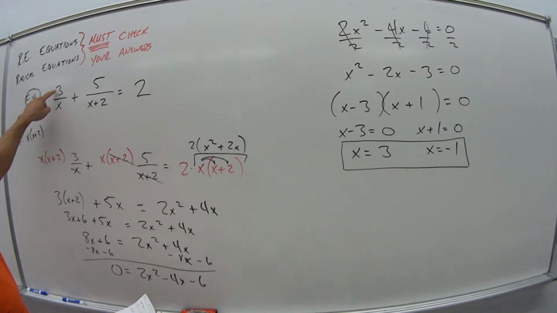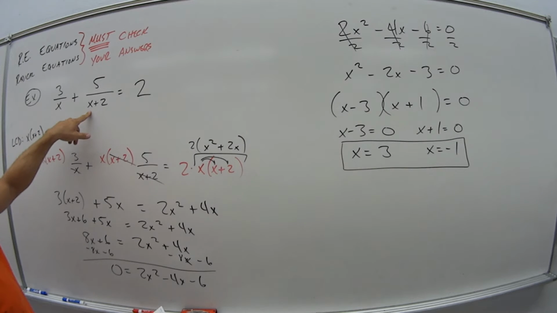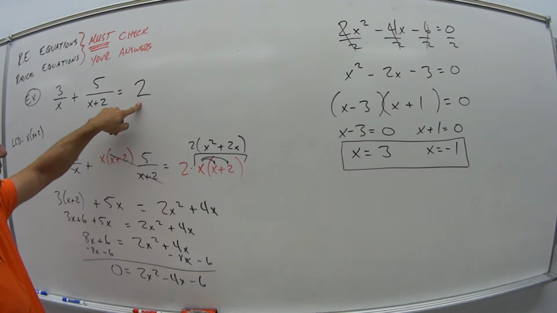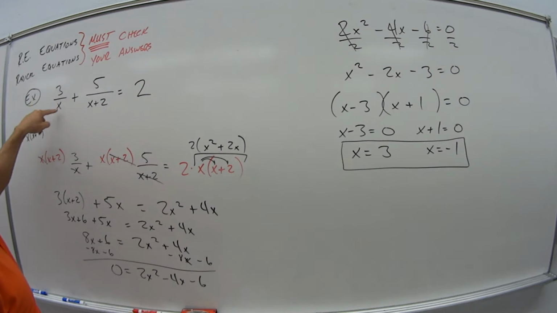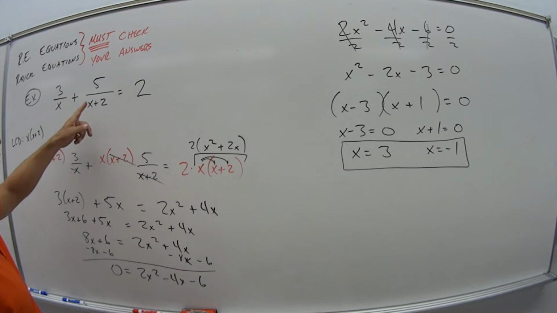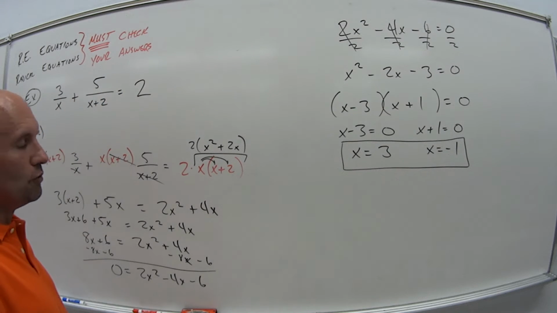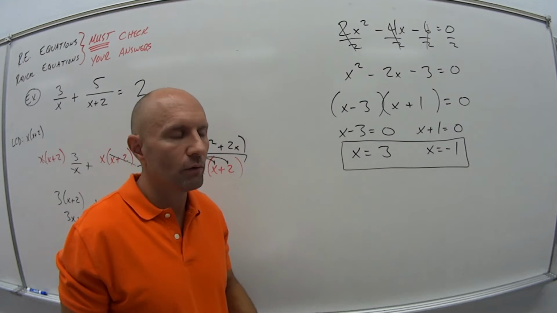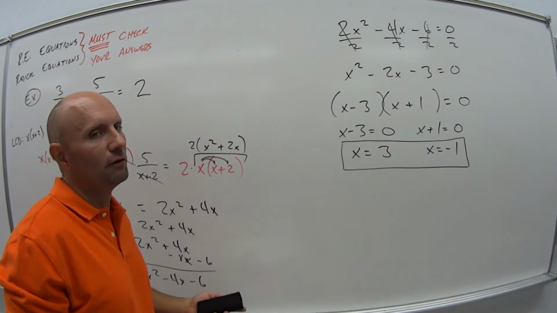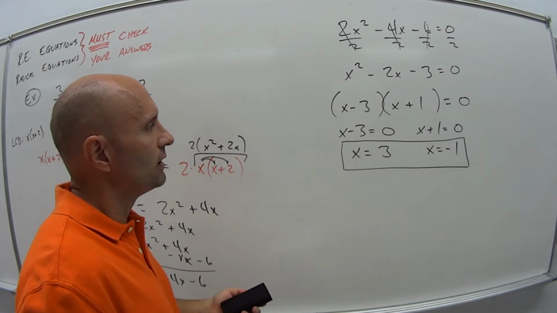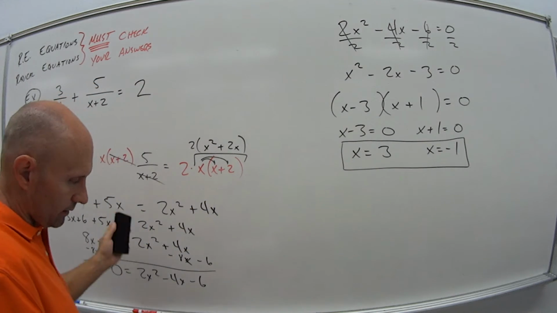So if I plug in 3, 3 over 3 is 1. If I plug in 3, that gives me 5 here. 5 over 5 is 1. 1 plus 1 is 2. Okay, that's good. If I plug in negative 1, 3 over negative 1 is negative 3. Negative 1 plus 2 is 1. So 5 over 1 is 5. 5 minus 3 is 2. So that answer also works out. So you just have to be careful specifically that you don't get a 0 in the denominator by any answers that you get. All right, I'm going to erase this whole one.